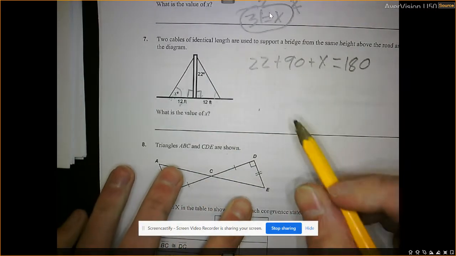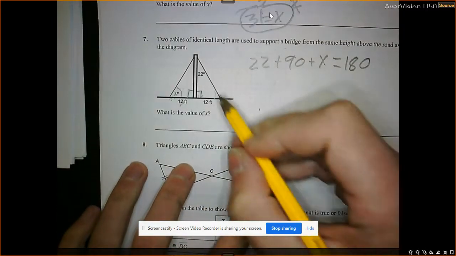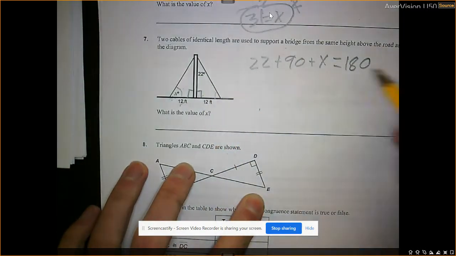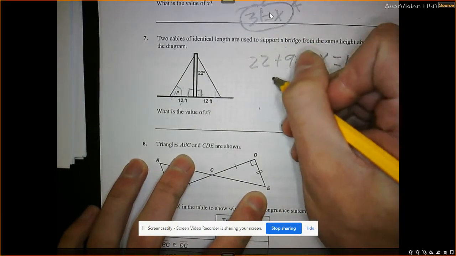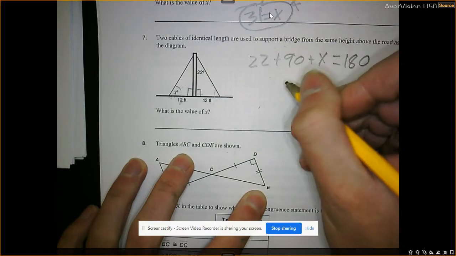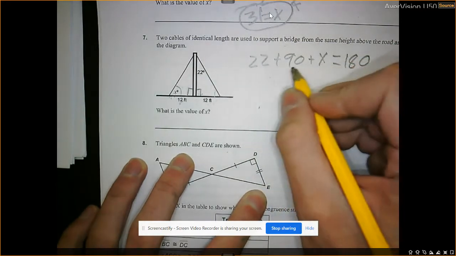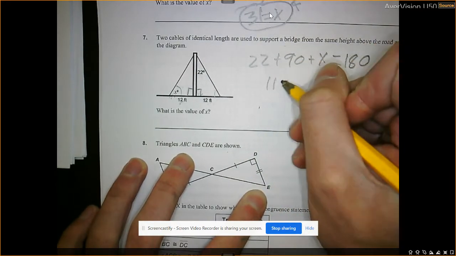Now I can just solve for x. And if you did it a different way, saying, well, I can just subtract 90 and 22 from 180, yeah, that's essentially what we're doing. 22 plus 90 is 112.